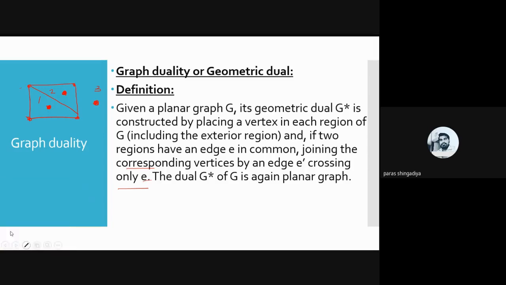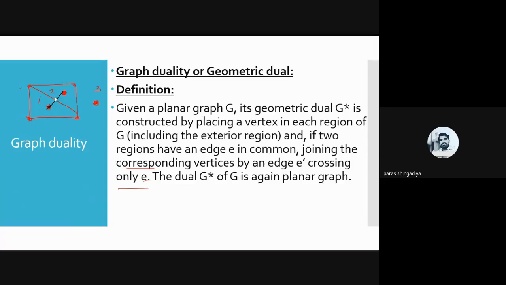So here we'll place the 3 vertices, and now check which 2 regions are adjacent. Okay, so here 1 and 2 are adjacent. Why are they adjacent? Because there is a common edge between these two regions. Therefore you can say that 1 and 2 are adjacent faces, adjacent regions. So connect the vertices of 1 and 2 by an edge which crosses the edge through which they are adjacent. So cross this edge and connect the two vertices 1 and 2.